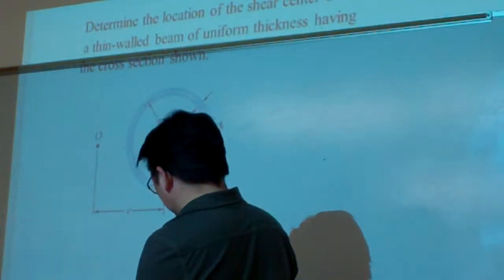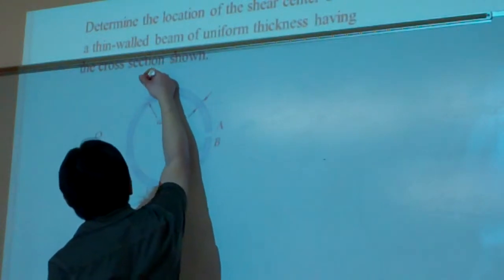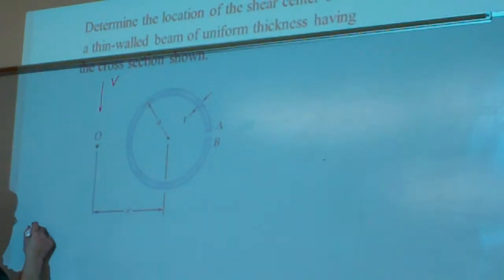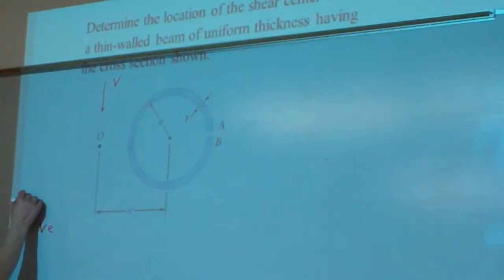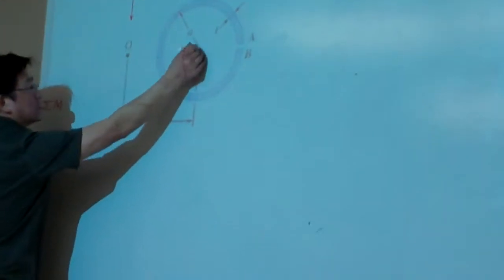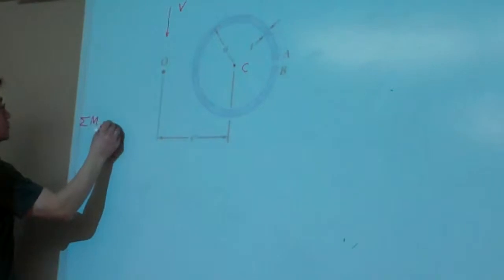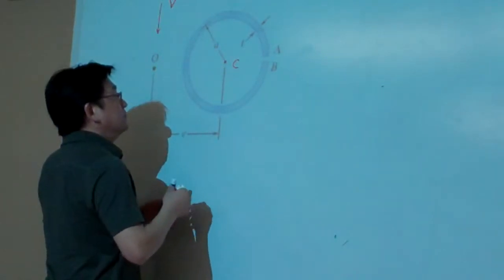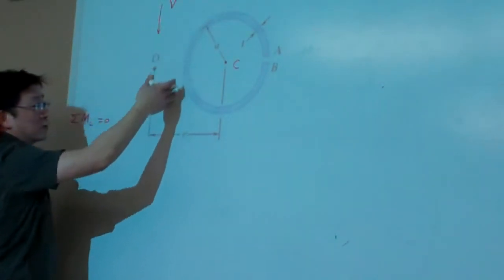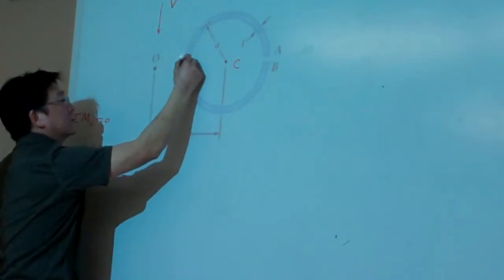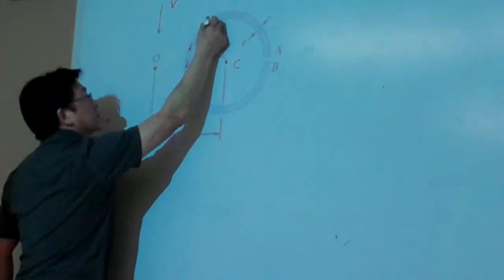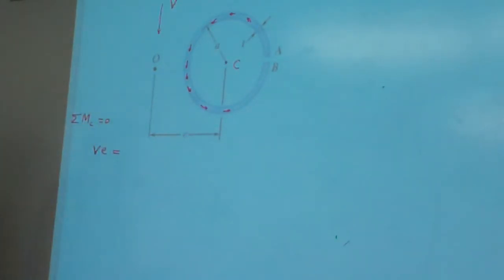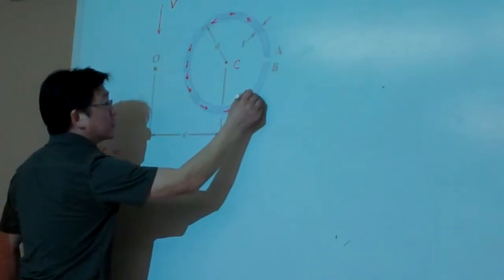We do the calculation. For example, here we are assuming the loading is applied vertically. Okay, and then using our strategy, V times e, by taking the moment about the center here, the center is called C, equal to 0. So that means Ve will be equal to the shear flow. For this case, the shear flow in the vertical portion must be aligned with the V, so the shear flow will be in this direction, counterclockwise. The first thing, you have to identify the directions of the shear flow correctly.